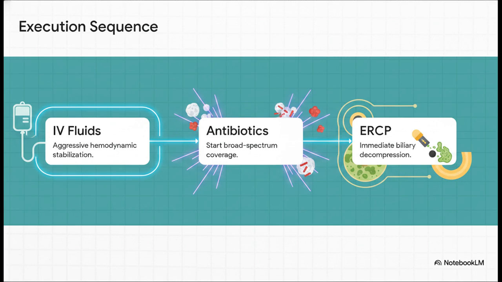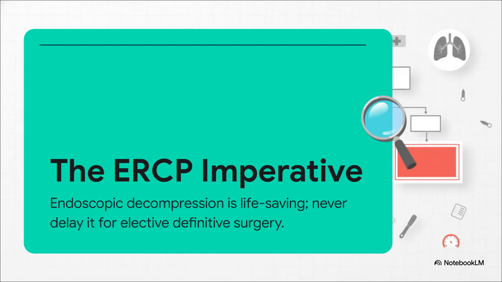You literally have to go in endoscopically and clear the pus and the stone out of that common bile duct. This leads us to a non-negotiable rule, the ERCP imperative. Never, ever delay an ERCP because you're waiting for an elective cholecystectomy slot. In a toxic patient with Reynolds pentad, the choice architecture forces urgent endoscopic decompression. Taking the gallbladder out is definitive, sure, but that happens later when they aren't in septic shock. The ERCP is what keeps them out of the morgue today.